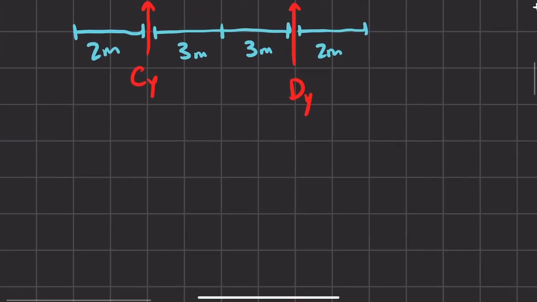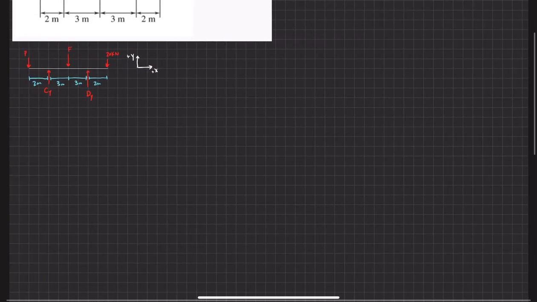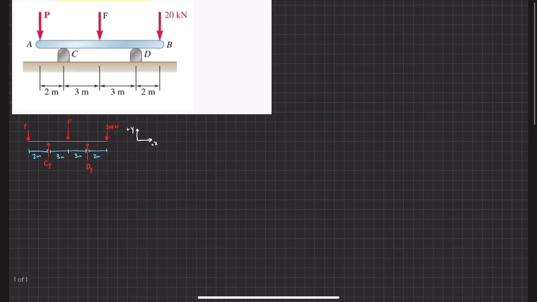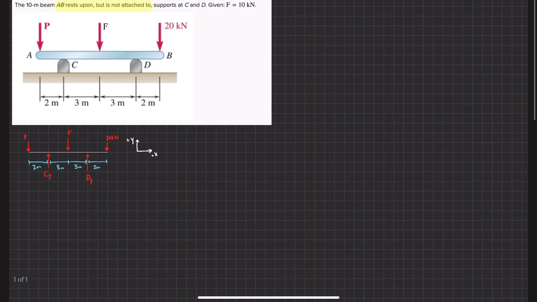If we were to set up our forces in the X direction, there are no forces, so we don't have to consider that. But if we set them up in the Y direction, we see that we have too many unknowns. We're trying to solve for P. We have F, we have 20, but we also have 2 unknowns at C and D. So that's 1 equation and 3 unknowns. So that's not going to cut it.